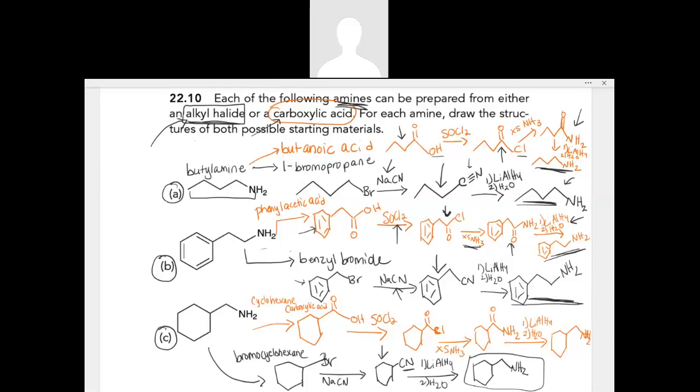Then if we chose the cyclohexanecarboxylic acid pathway in orange up top, we're going to follow the same steps that we saw previously in parts A and B. Thionyl chloride in step 1 here, then treatment with excess ammonia of the acid chloride to give us the amide. Then last, we'll treat with lithium aluminum hydride and get that same target amine product.